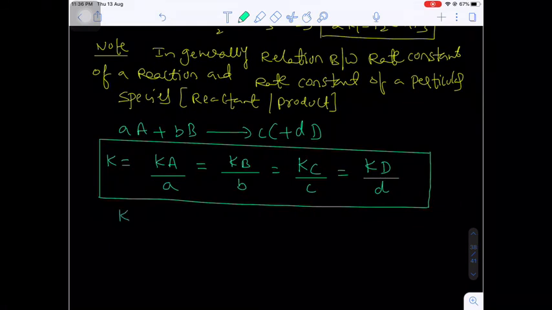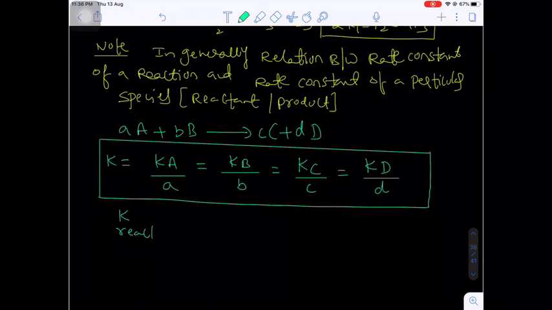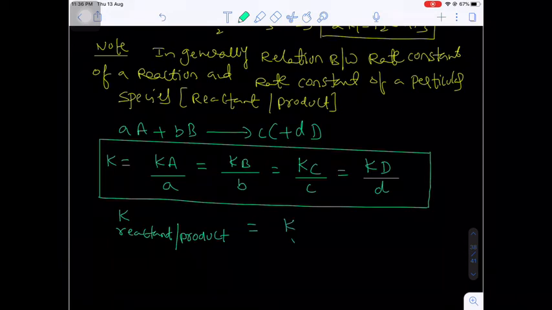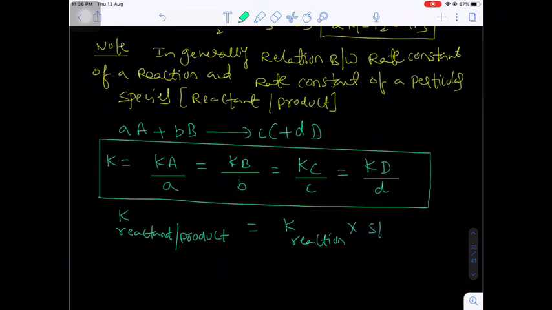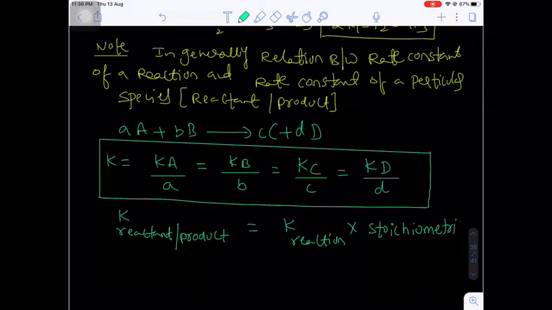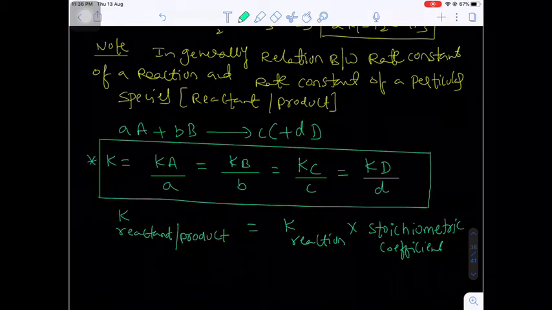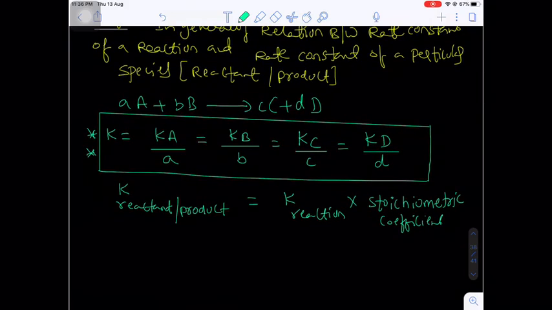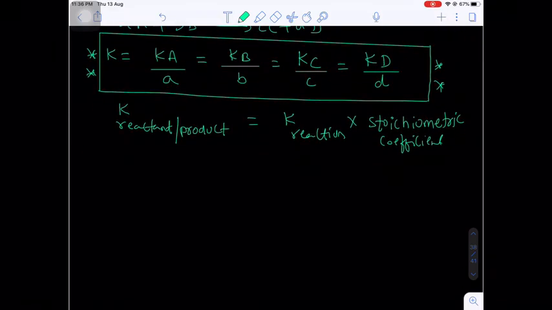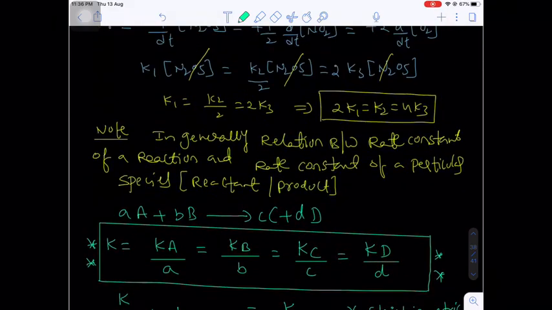Okay, that means K, that is the rate constant of a reactant, otherwise product, will be equal to the total reaction rate constant, K reaction, multiplied by the stoichiometric coefficient. Okay, if you know this relation, it is very easy to calculate. So there is one alternative method I am explaining here.